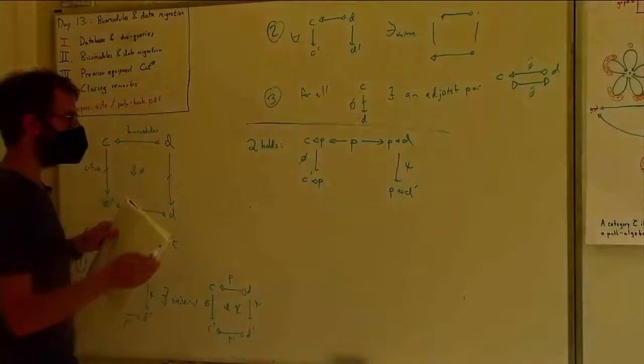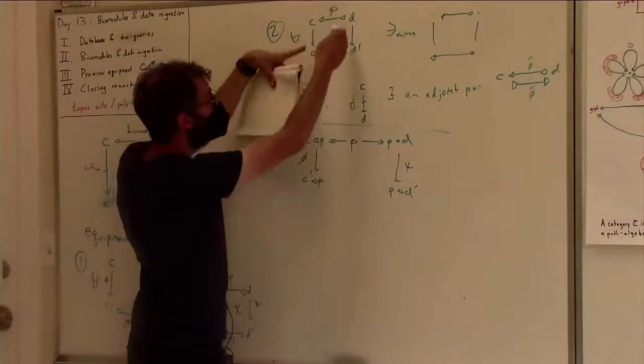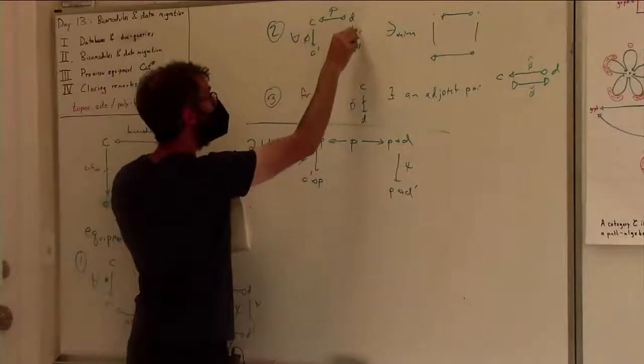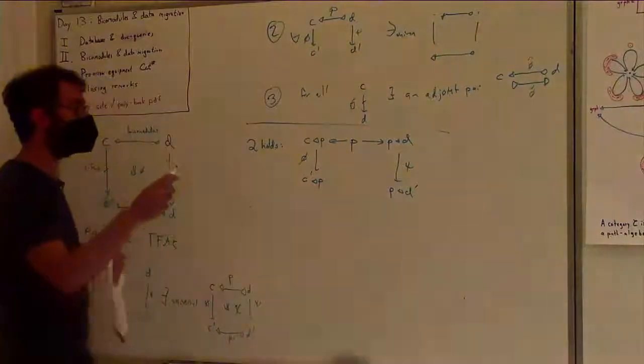So what I'm saying is if I had a bicomodule like this, P, and I have these two phi and psi things, then I really can find a bicomodule at the bottom too. And in fact, it has exactly the same polynomial carrier.